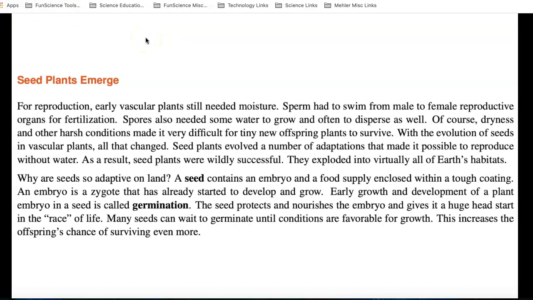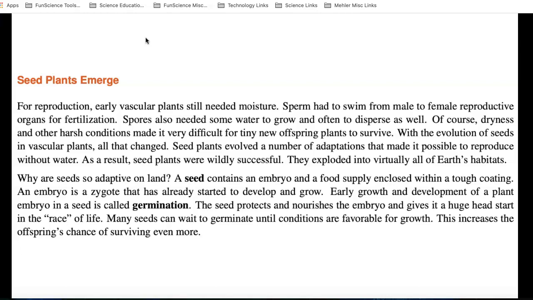As we'll see another time in this chapter, seed plants emerge, and evolving a seed was really, really important. Without the evolution of seeds in vascular plants, with the evolution of seeds, all things changed.